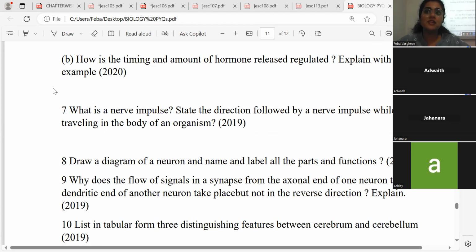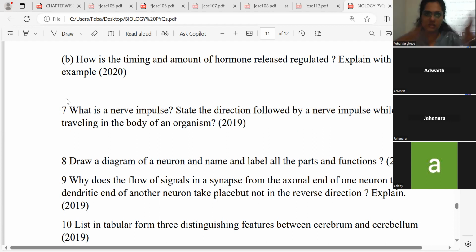How is the timing and amount of hormone release regulated? Explain with an example. We didn't discuss it. Insulin is taken as an example. Feedback mechanism has to be written. What is feedback mechanism, guys? It is controlling the release of a particular hormone from a gland by a mechanism in which many cells are involved. A feedback is given to the particular gland, asking it to stop the secretion of a particular hormone when it's not required in the body.